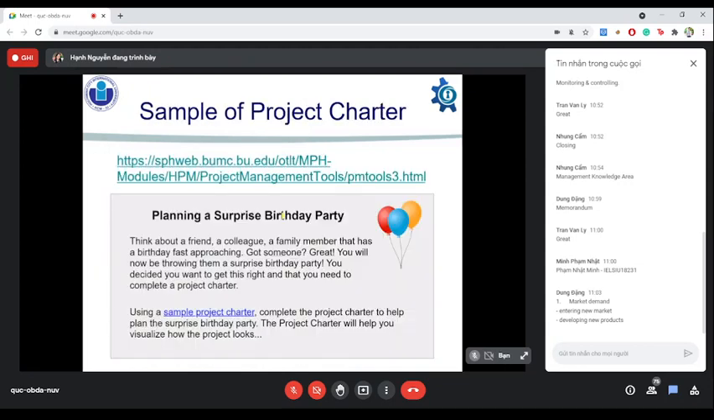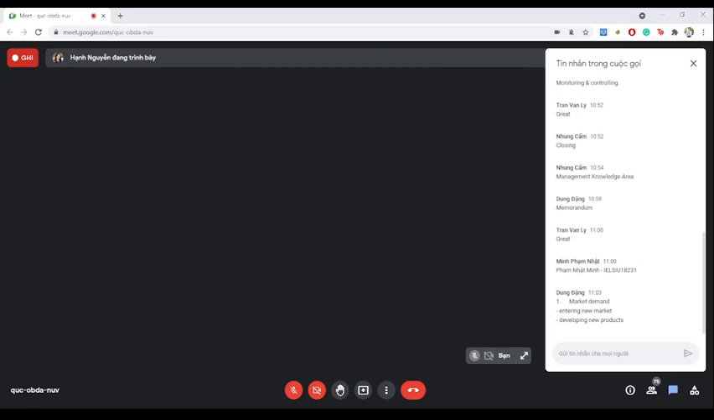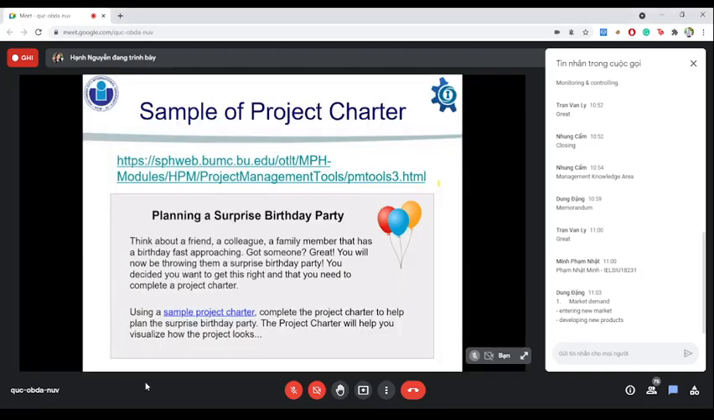And as I promised from the beginning, now we have a very good example here. So look at the picture. You can see we are planning a surprise birthday party. And just like every other project, even a small project, we have to prepare the project charter as well. Because the time is limited, I just give you three main things I want you to prepare when you think about the project charter.